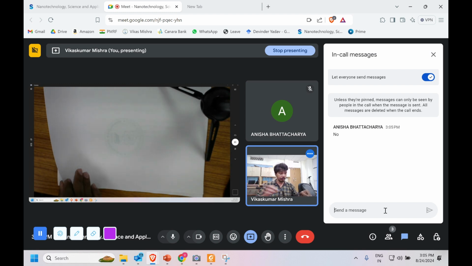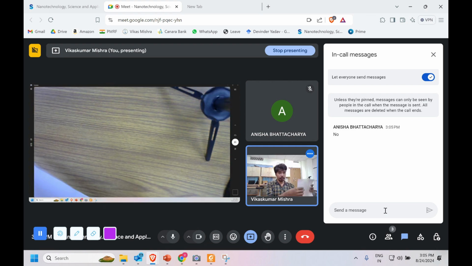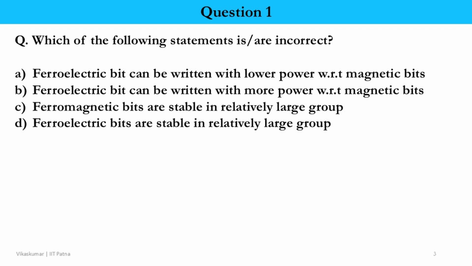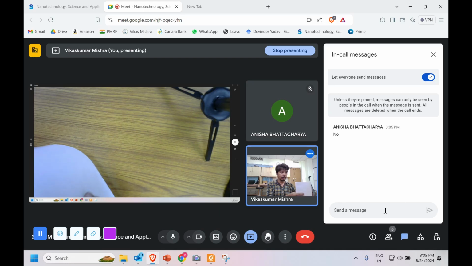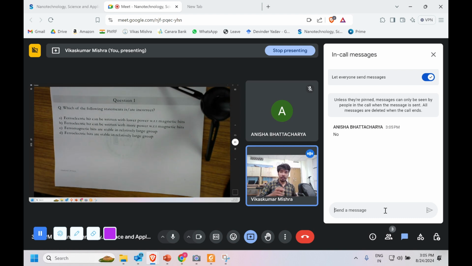Question number 1. So here is the first question. Let me read it. Which of the following statements is/are incorrect? Maybe more than one can be the right answer. So we are starting with the ferroelectric. Ferroelectric bit can be written with a lower power with respect to the magnetic bits. This is the first statement.